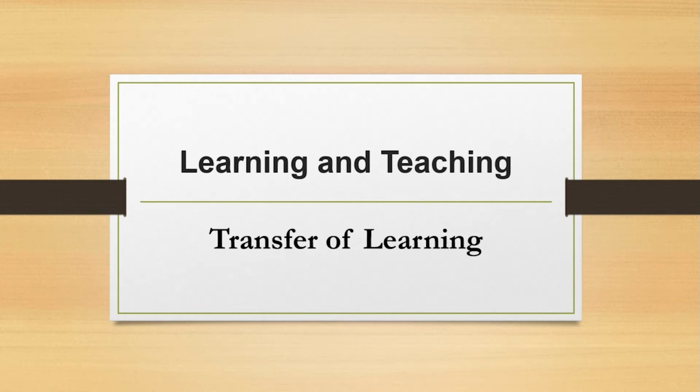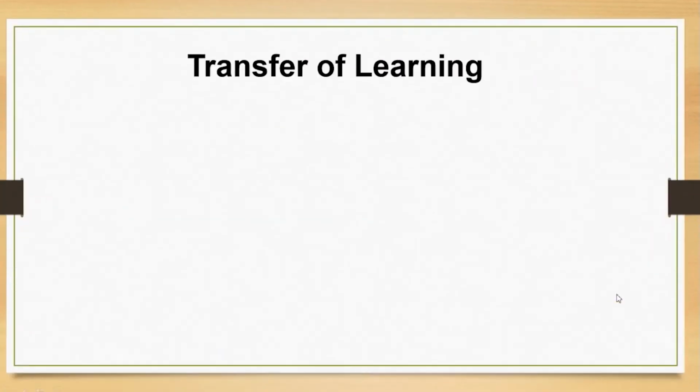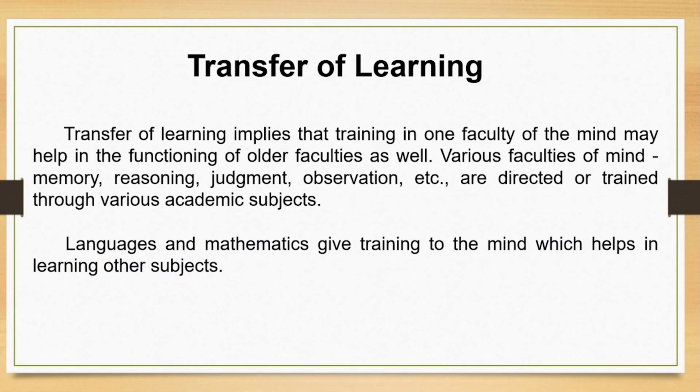Today we are going to discuss a small and important topic called transfer of learning from the subject learning and teaching. So now let's get started in understanding what is transfer of learning. Transfer of learning implies that training in one faculty of the mind may help in the functioning of other faculties as well. Various faculties of mind like memory, reasoning, judgment, observation, etc., are directed or trained through various academic subjects. Languages and mathematics give training to the mind, which helps in learning other subjects.